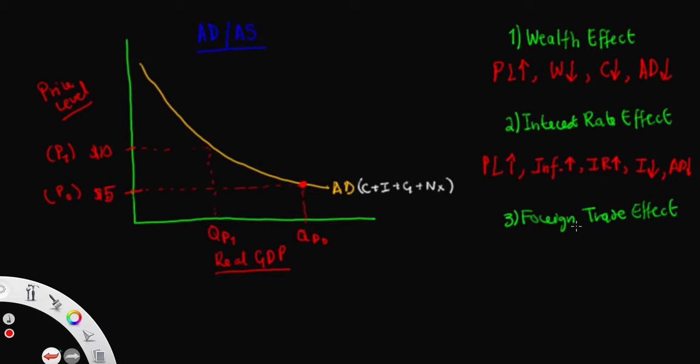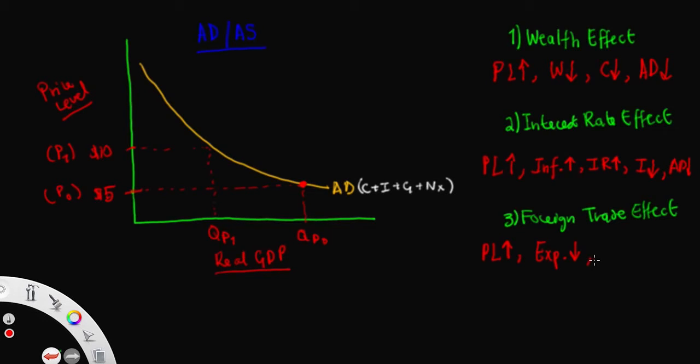Number 3, foreign trade effect. The foreign trade effect also brings out the macroeconomic nature of aggregate demand because now we're going to be talking about trade with other nations. So if our price level increases due to inflation, let's say, other nations won't want to trade with us as much, okay? Because our price level has increased. That means when other nations want to import our goods, it will cost a higher price. So that means that in the United States, our level of exports will decrease.